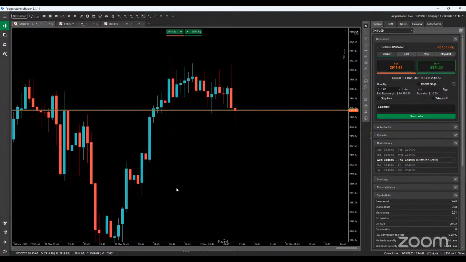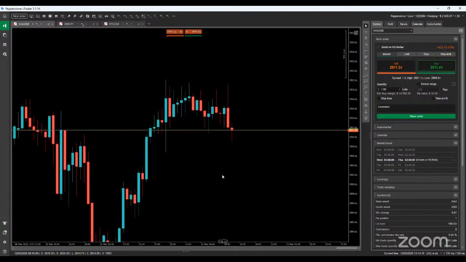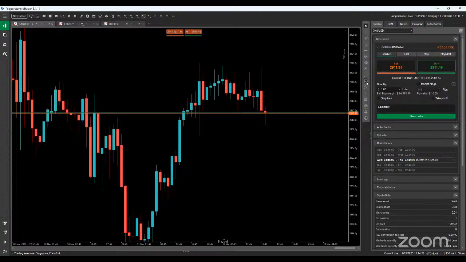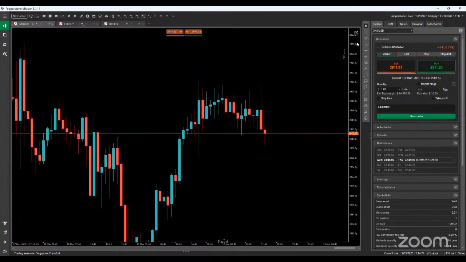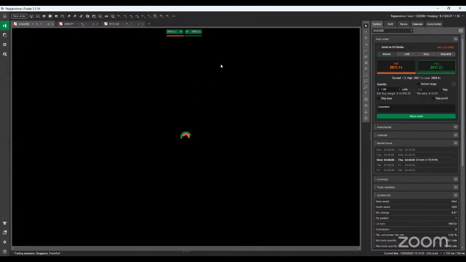So let's get started. We are now planning to do the live stream on London sessions. This is the gold chart. Let me level it up at first. If you see here, what you can see is from the daily perspective.